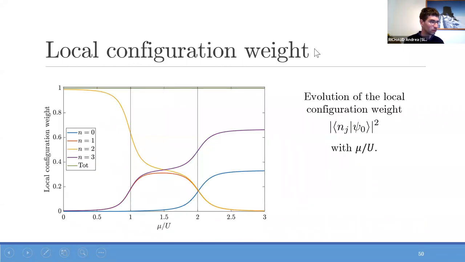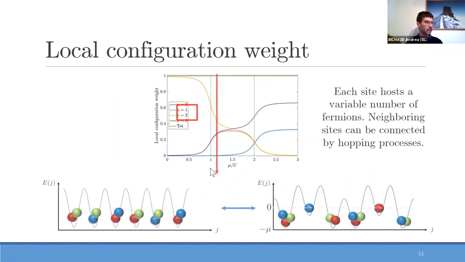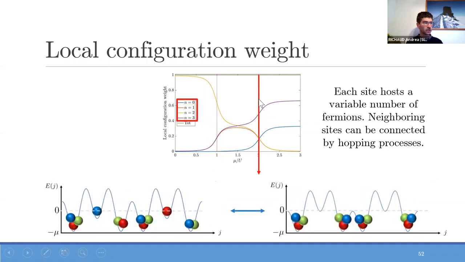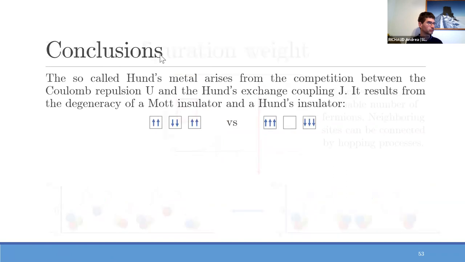Again, this can be understood from looking at the evolution of local configurations with weight, computing the probability of a local configuration having n_j fermions. And what you find is that at mu over U equal to one, these two configurations are degenerate and there are sites with one, two, and three fermions, which are connected by hopping processes. Similarly, on the other transition line, mu over U equal to two, they are degenerate, and so you are offered all possible configurations. So zero, one, two, and three are all active at the same time, and this is what offers the possibility of conduction. So with this, I come to the conclusion of my talk.